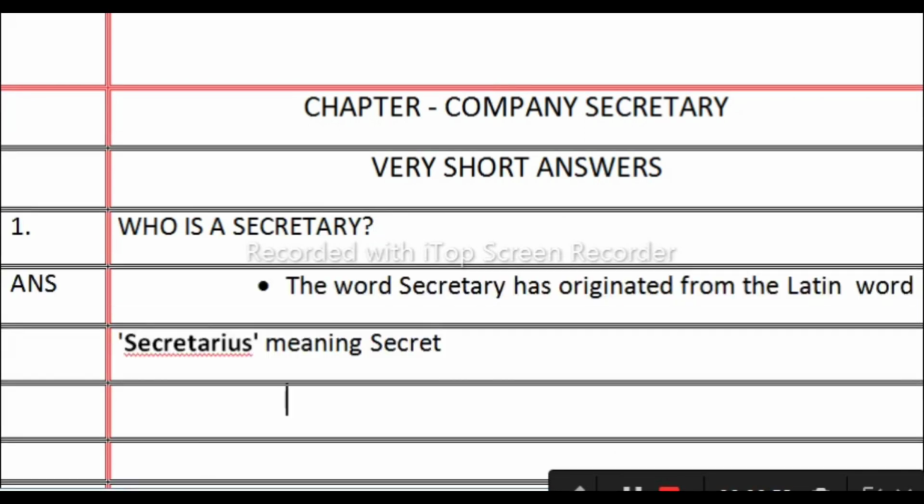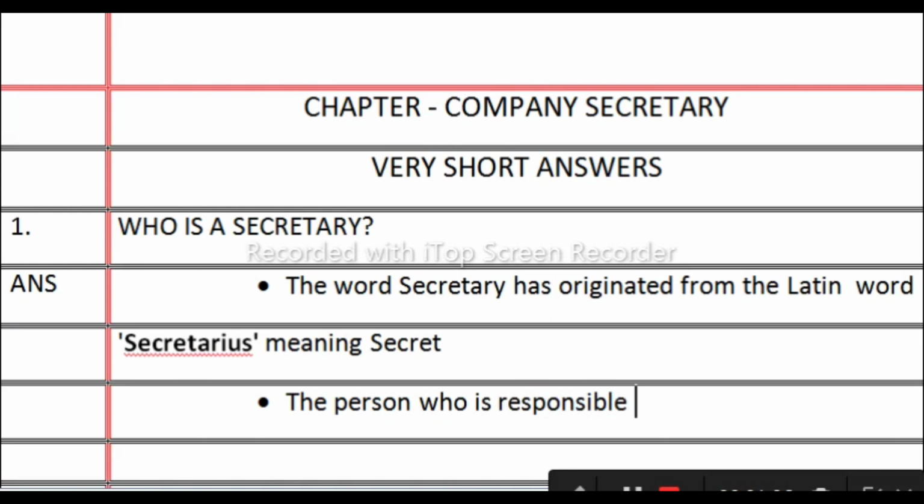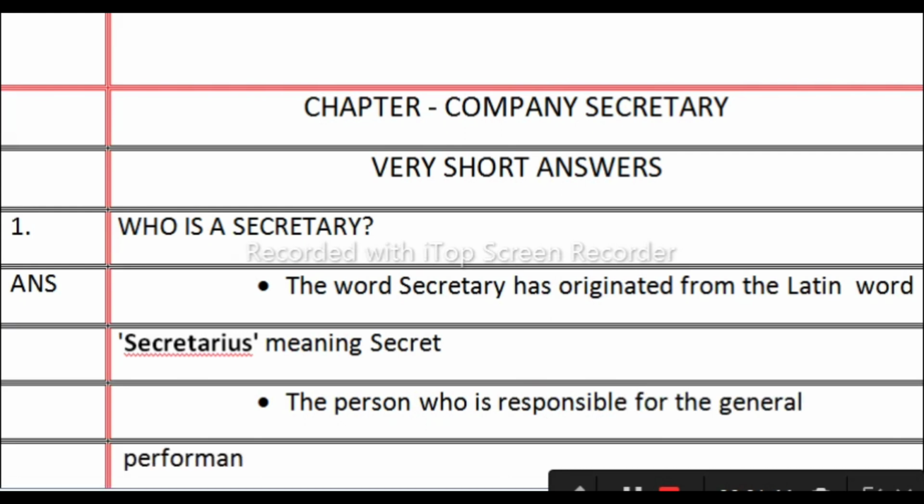First of all, the word secretary originated from a Latin word, secretarius, which means secret. In a company, a secretary is the person who performs the various responsibilities of the company and is responsible for the general performance of the organization. Such a person is called a secretary.